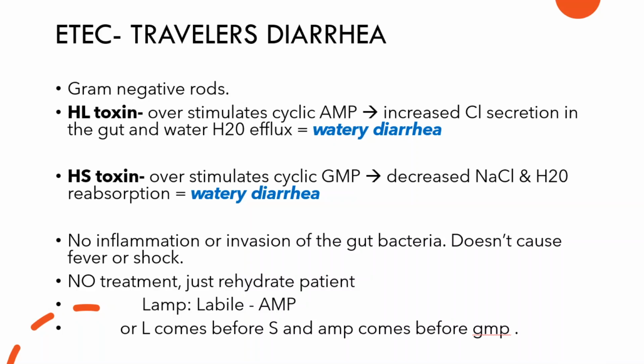So there's no inflammation or invasion of the gut bacteria. So patients with traveler's diarrhea don't present with fever or shock or any sort of inflammation. There's no treatment for traveler's diarrhea, just oral rehydration with electrolytes and plenty of water. So the way that you can remember what each toxin does is that LAMP is a little shortcut I've come up with. For labile is with AMP, and L comes before S, just like AMP comes before cyclic GMP.